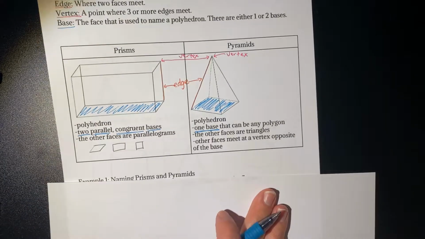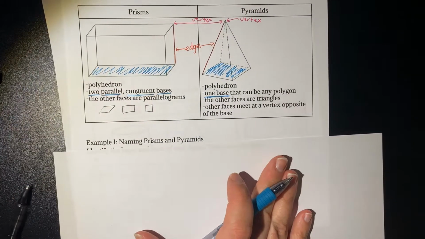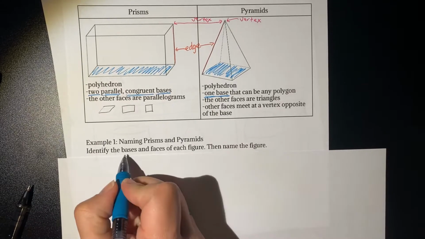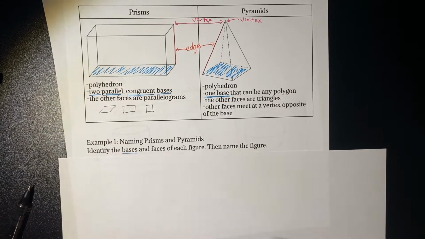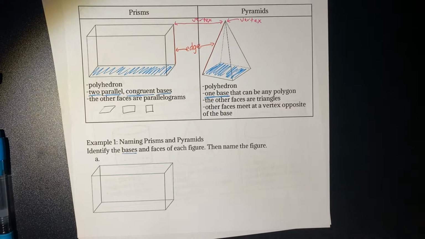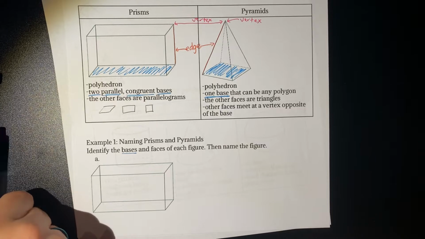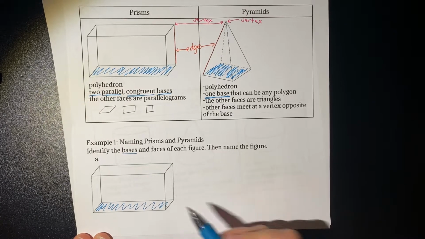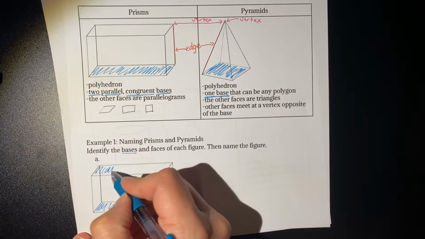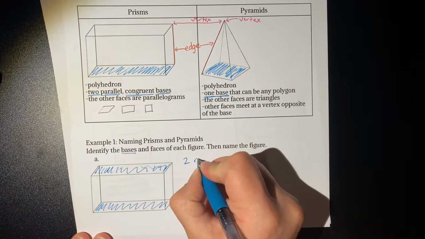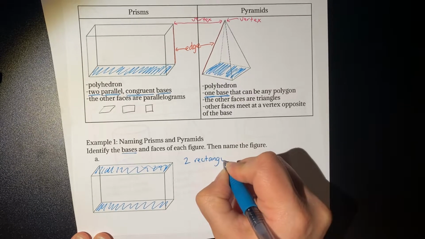Example number 1. Naming prisms and pyramids. So we need to identify the base. We identify the base and faces of each figure, then name the figure. So let's look at this one first. With rectangular prisms in this example, we're going to say that these are our bases, because there's two, right? And it's always the one parallel or on the opposite side, okay? So we're going to say that we have two rectangular bases.